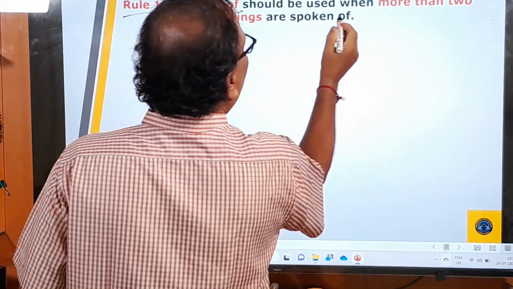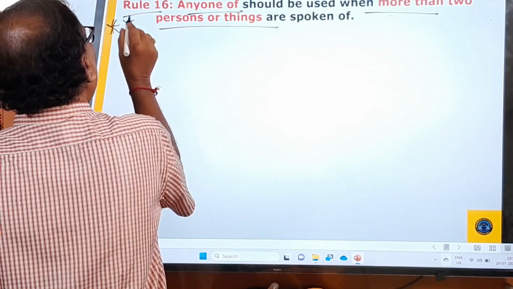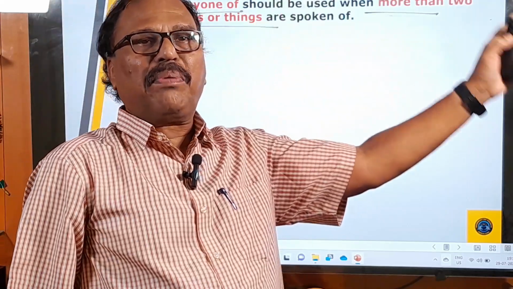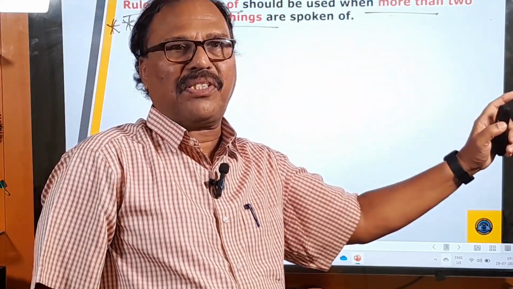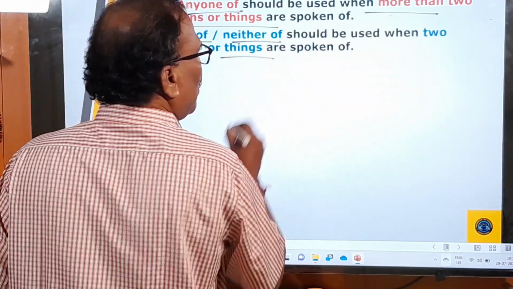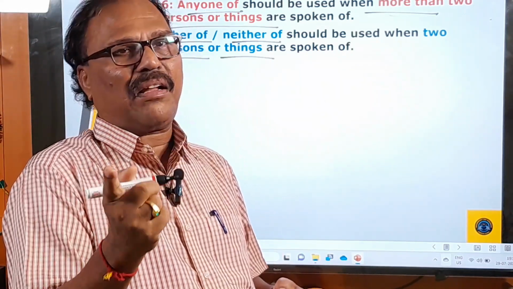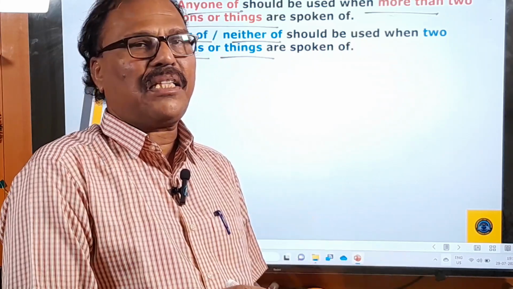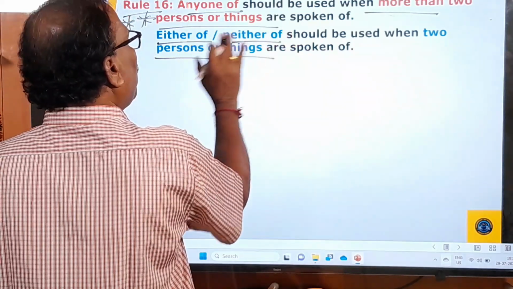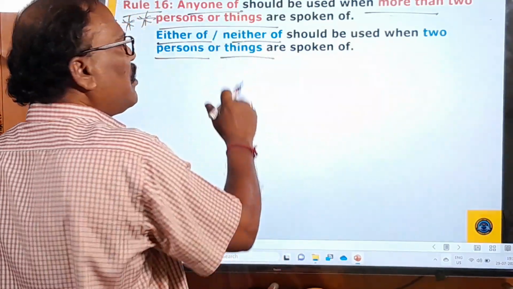The 16th rule is that "any one of" should be used when more than two persons or things are spoken of. Very, very important from the competitive examinations point of view, sir. "Any one of" is used with more than two persons or things or places. And one more thing: "either of", "neither of" should be used when two persons or two things are spoken of. When you speak of two persons or two things, you must use "either of" or "neither of". "Either of" means this or that. "Neither" means not this, not that. This is positive, this is negative. But both are used with only two persons, things or places. But "any one of" is used with more than two.